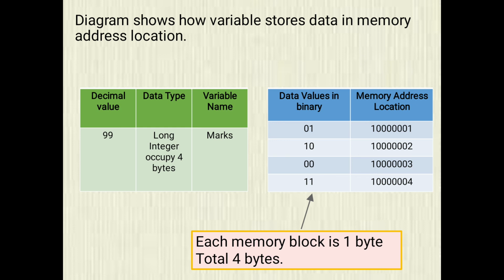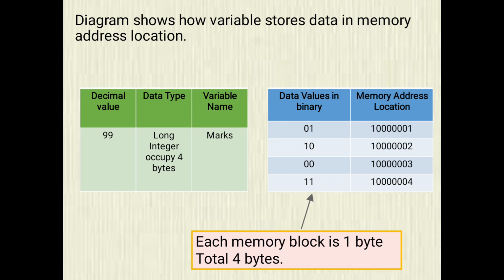On the right hand side, this is the memory address. The value 99 gets converted to binary and is stored in memory blocks. So you have 4 memory blocks here. 01 is one memory block, 10 is another memory block, 00 is another memory block, and 11 is another memory block. Every memory block occupies 1 byte, so altogether you have 4 bytes.